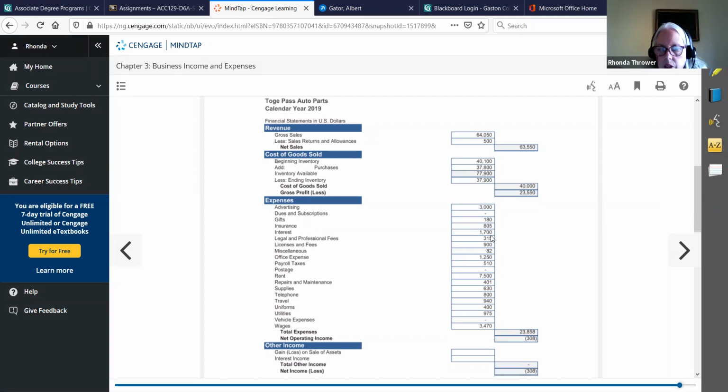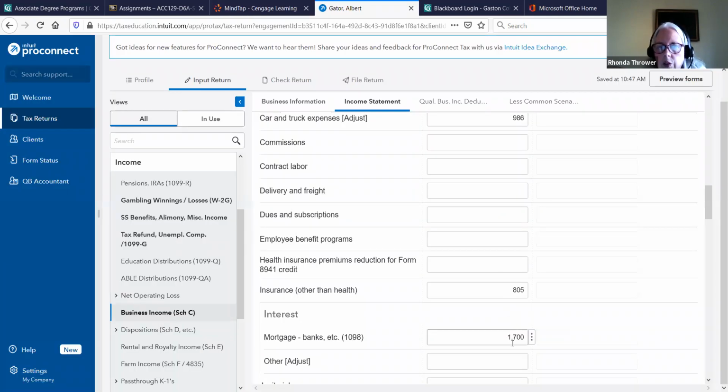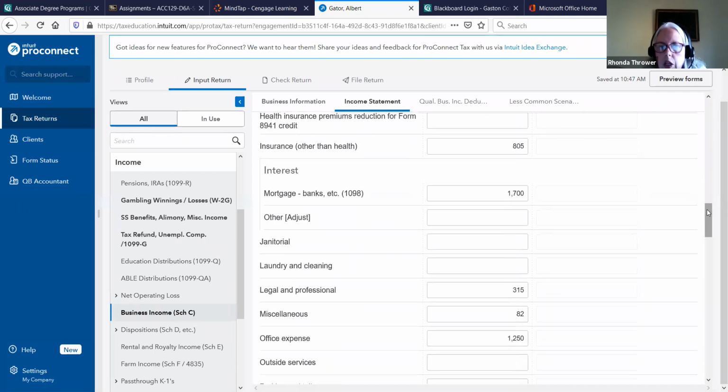So I just basically entered in 1,700 in the box here because that was the amount of interest that they were using for this business. And so I'm thinking that they probably have some kind of mortgage with the bank that's charging them this interest, but they didn't give us any detail about that. But this is where your interest would be entered, 1,700.